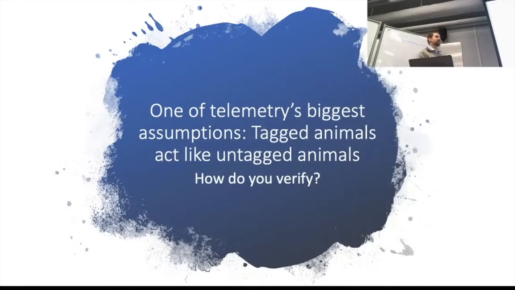All right, this gets into more assumptions of telemetry. We do telemetry to learn about these species and their biology and ecology. This means that we assume that those tagged animals act like untagged animals, that they're actually representative of the populations that we're tagging. How do you verify this? You can't really track an untagged animal. That's the whole point of tagging the sucker.